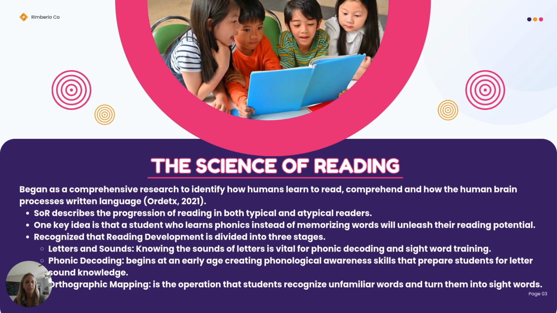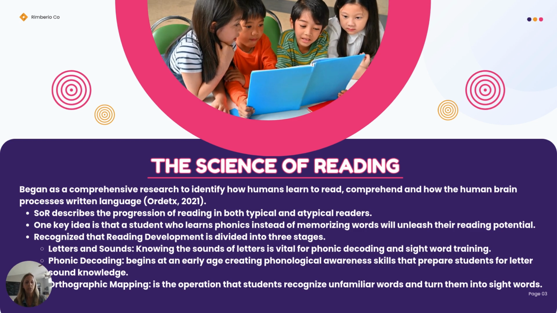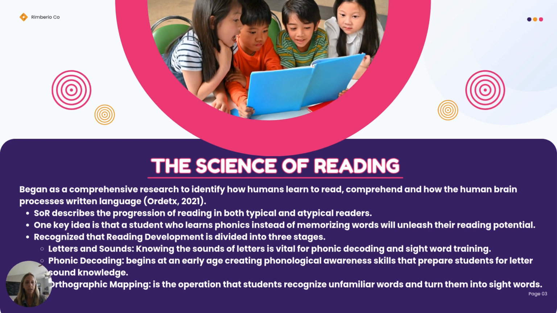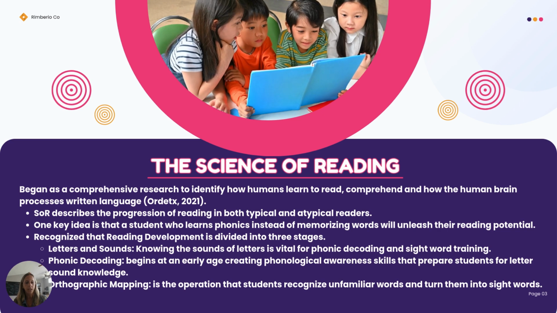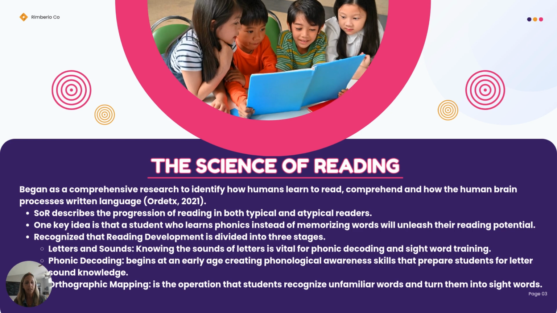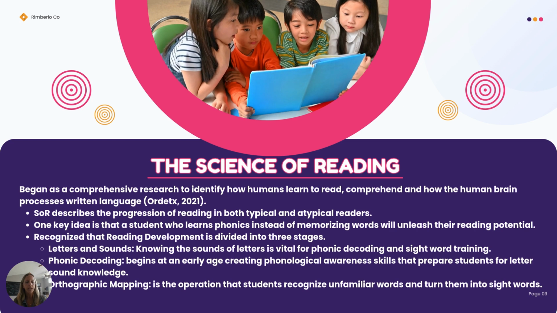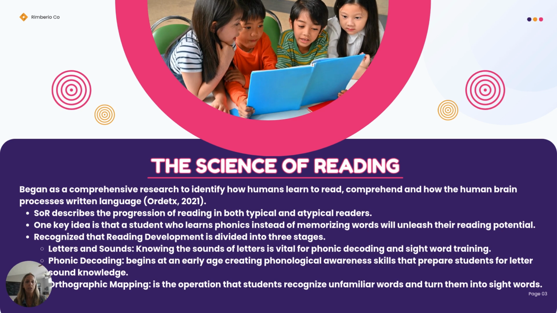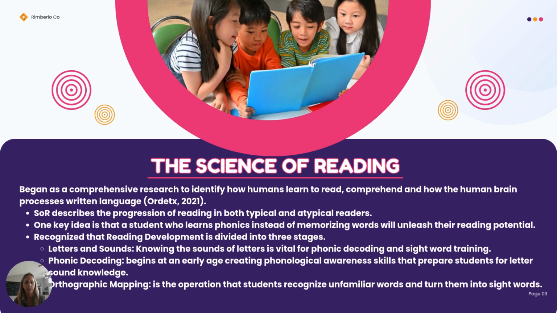Recognize that reading development is divided into three stages. First, letters and sounds. Knowing the sounds of letters is vital for phonic decoding and sight word training. The next one is phonic decoding, and this begins at an early age, where they create phonological awareness that prepares students for letter sound knowledge. And then lastly, we have orthographic mapping, which is the operation by which students are able to recognize unfamiliar words and then turn them into sight words.